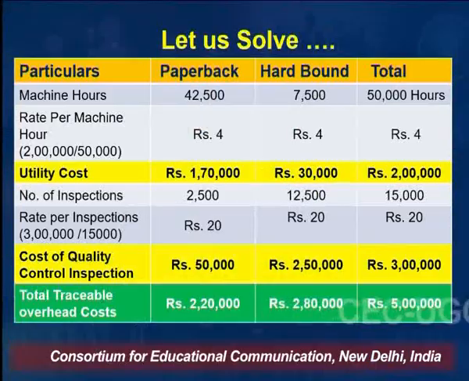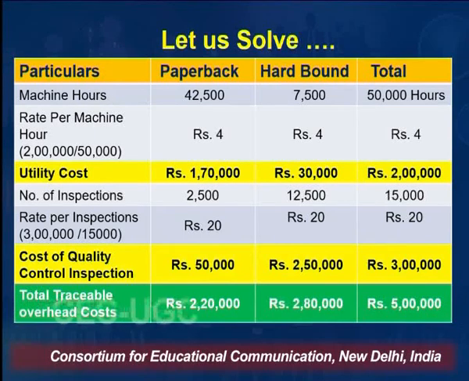Now in this way what we have done, we have basically segregated that overhead cost which was having two broad classifications, one in terms of utility cost, another in terms of cost of quality control inspection. And then eventually it has been further segregated to both the product paperback and hardbound. Now if you ask me what is the total traceable overhead cost for paperback, very simple to calculate. Utility cost is rupees 1,70,000 and cost of quality control inspection comes to be rupees 50,000. So for paperback I can say that total traceable overhead cost comes to be rupees 2,20,000.